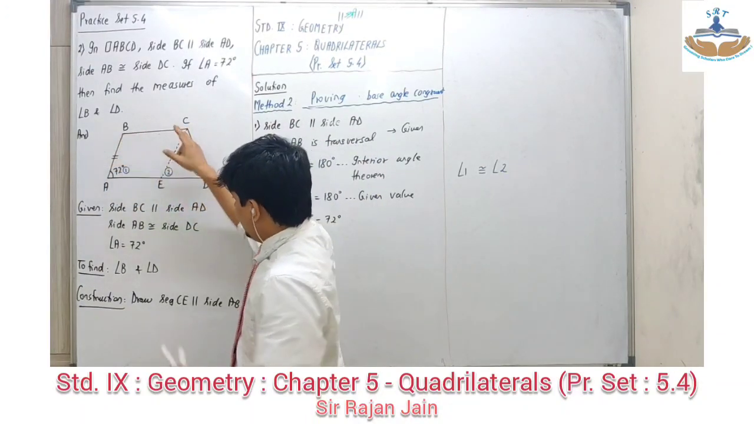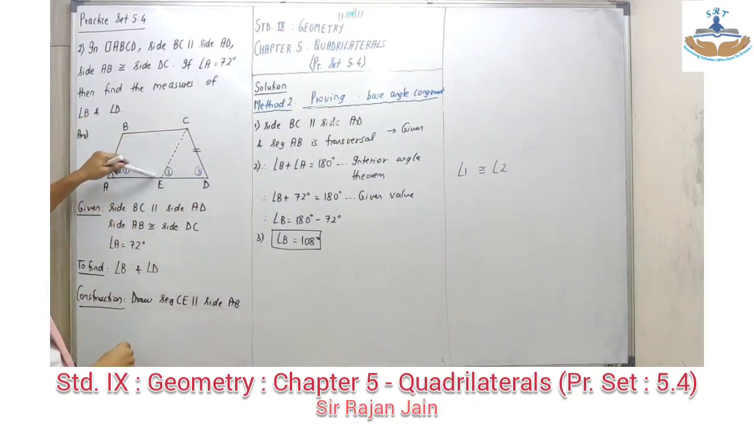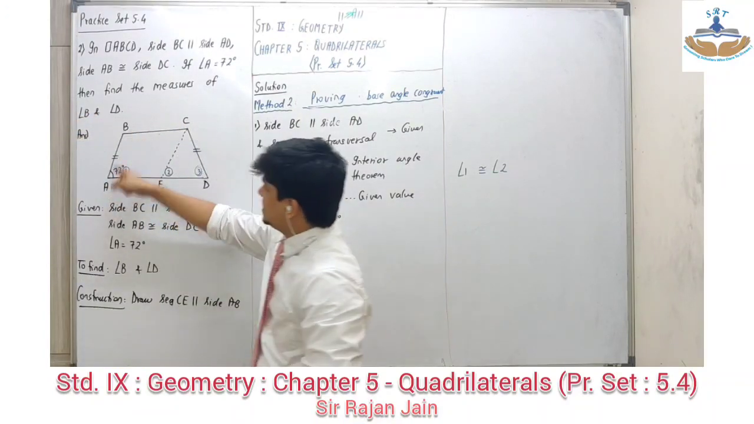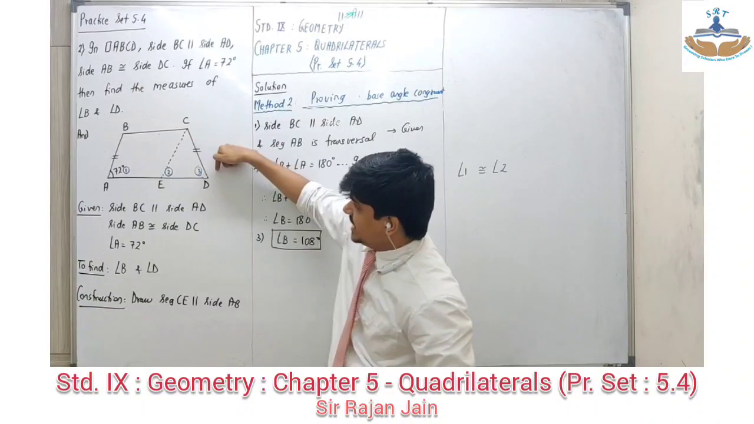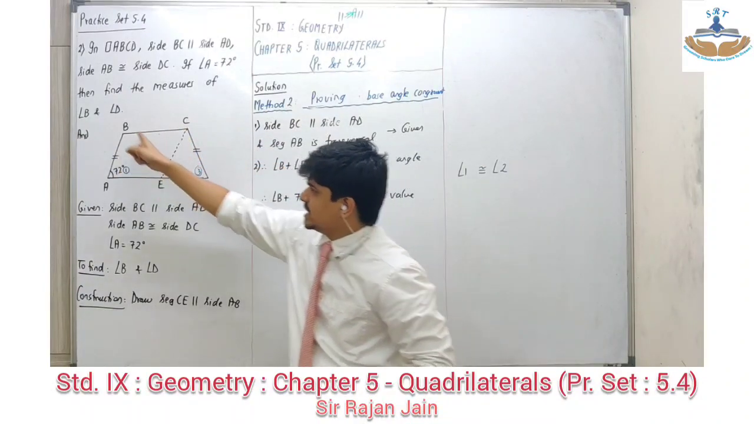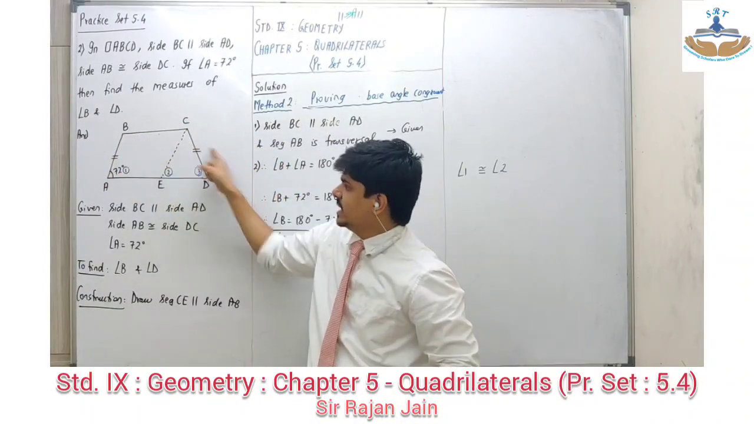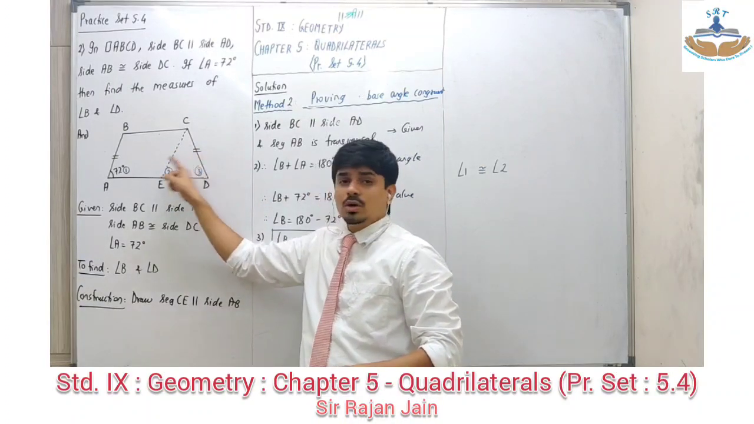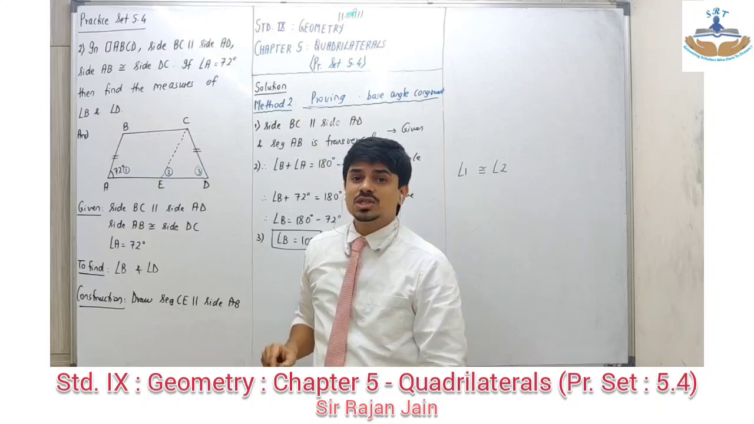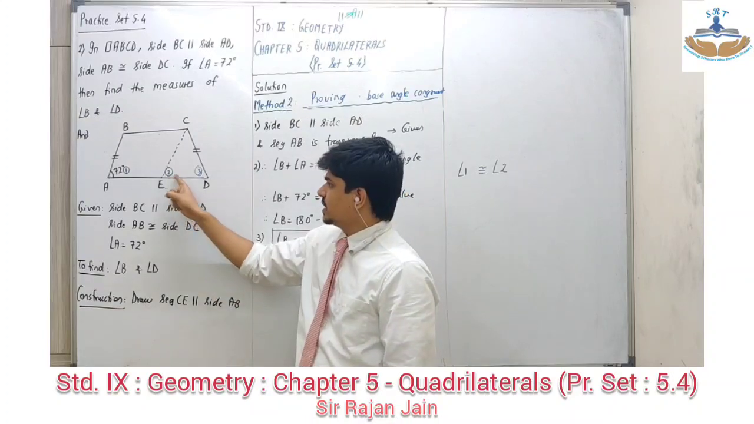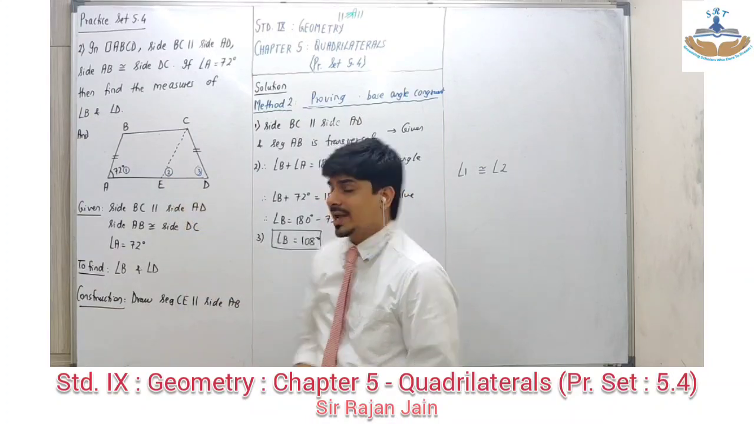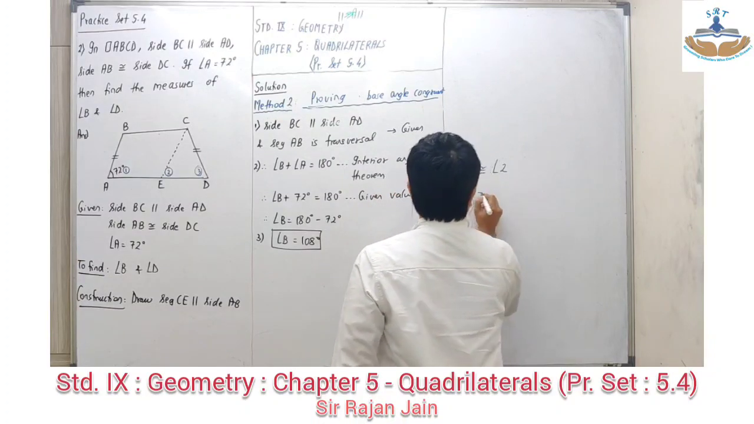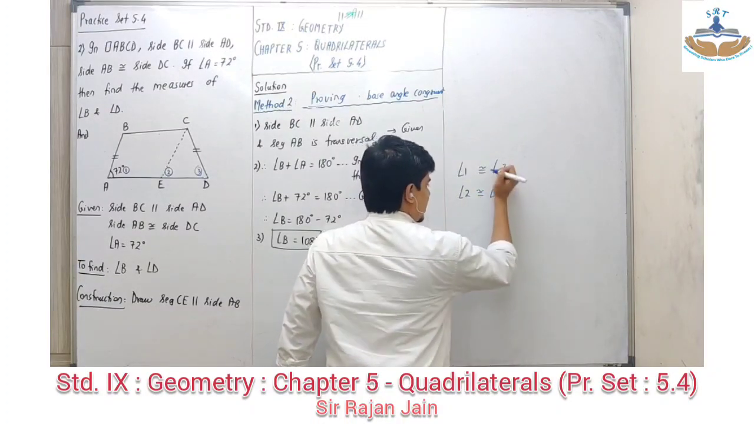And okay, see, AB is congruent to CE, but what is given in the question? AB is congruent to CD. If AB is congruent to CE, and AB is congruent to CD, CE and CD should be congruent to each other. If they are congruent to each other, by the isosceles triangle theorem, you can say that angle 2 is congruent to angle 3. So here I will write angle 2 congruent to angle 3.